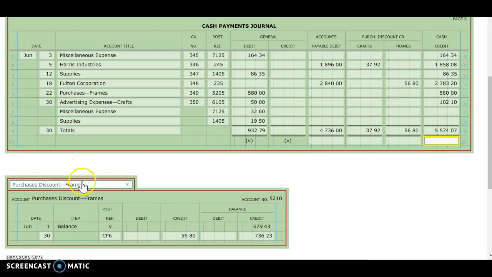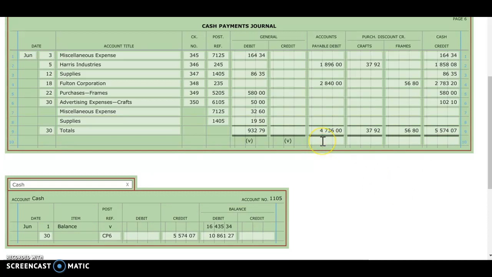Okay, and last one, we're going to go to our cash account. My date is the 30th, CP6. We have a credit, $5,574.07. We have a debit balance, and then we're crediting that account, so we're going to be subtracting. Since my debit number is larger, I'm going to have a debit balance of $10,861.27. Account number 1105, again, will not let us put it up there.